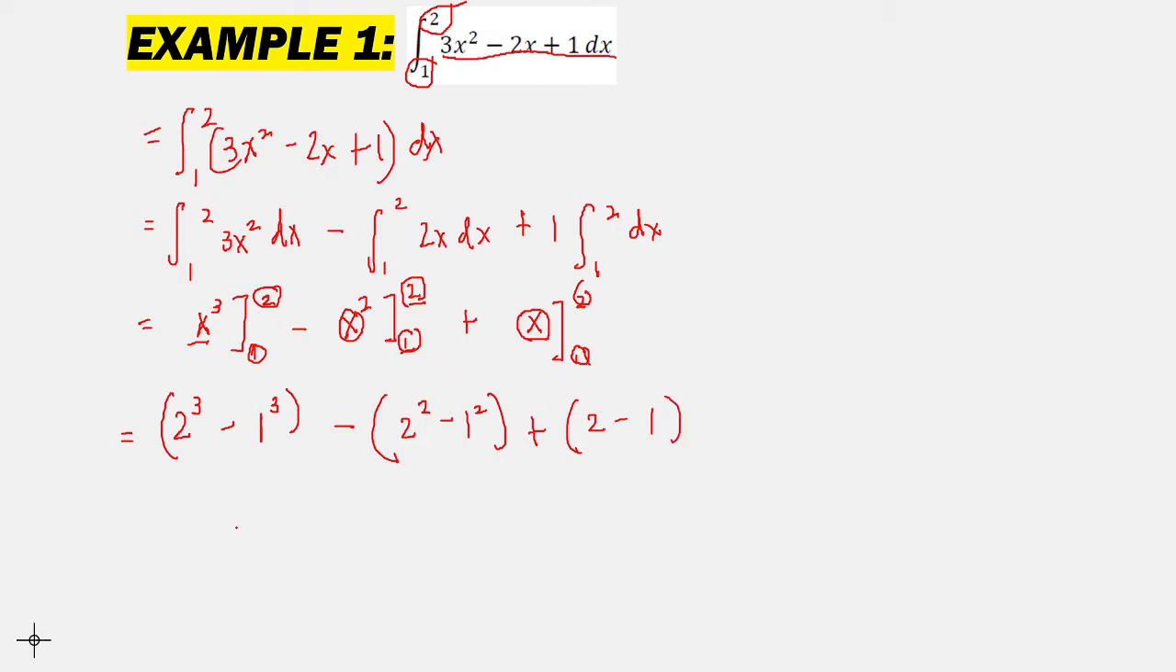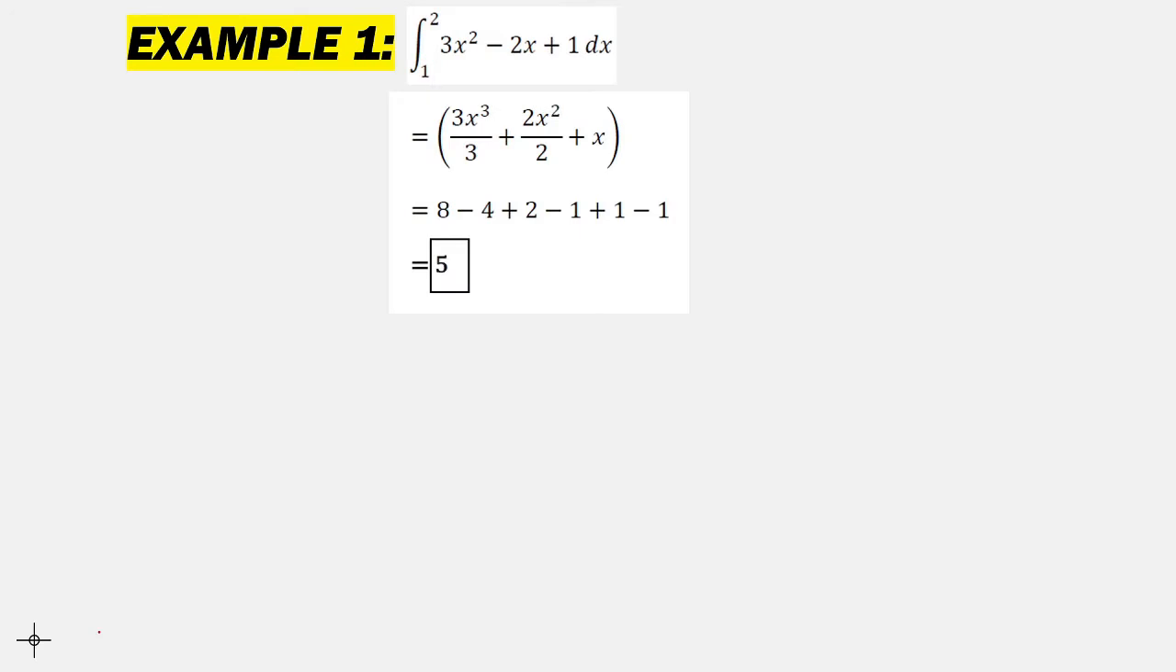So therefore, this can be solved as 2 cubed, that's 8, minus 1, minus 4. Do not forget the parentheses, you might get it wrong, plus 1. So therefore, this can be written as 7 minus 3 plus 1. So therefore, our answer is 4 plus 1 is 5. Okay, so that's the correct answer.